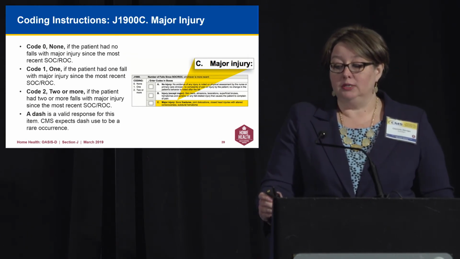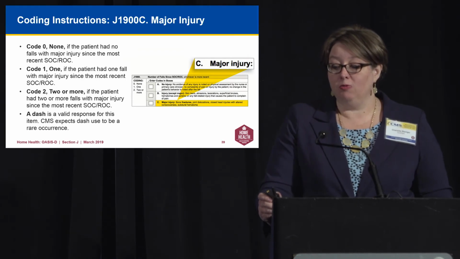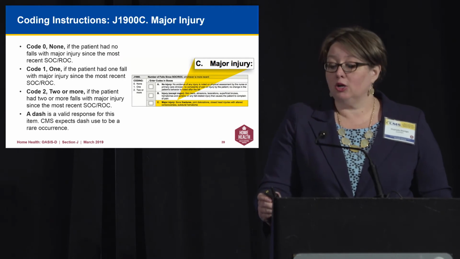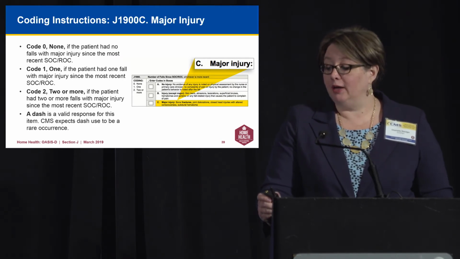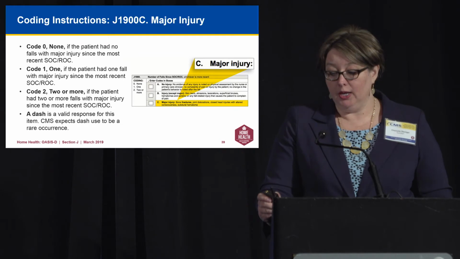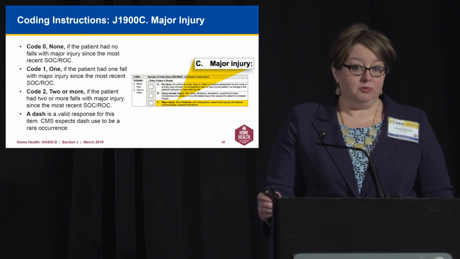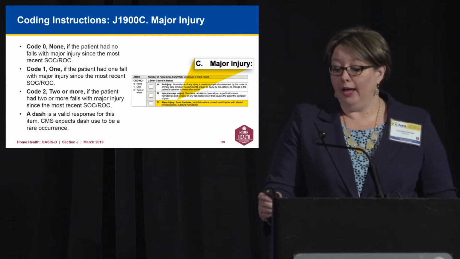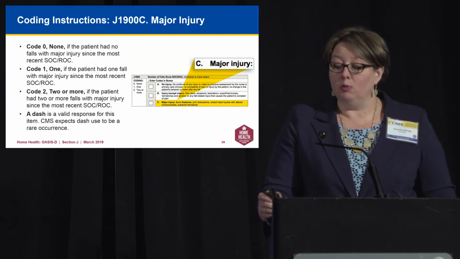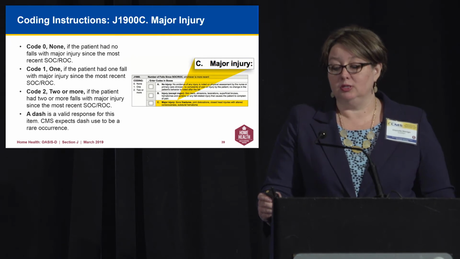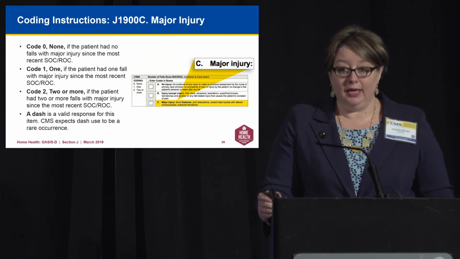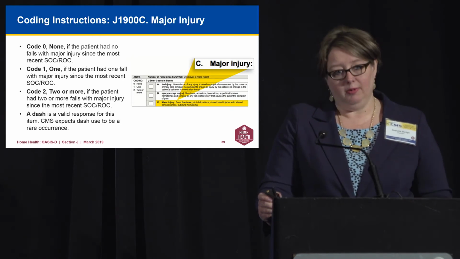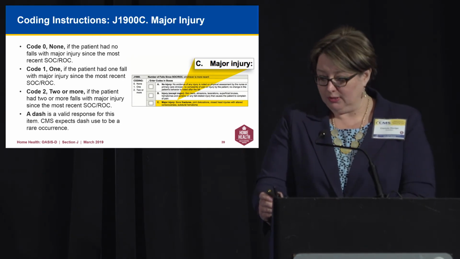You're going to code 0, none if the patient had no falls with major injury since the most recent start of care, resumption of care. You're going to code 1 if the patient had one fall with major injury since the most recent start of care or resumption of care. You're going to code 2, 2 or more if the patient had 2 or more falls with major injury since the most recent start of care, resumption of care. And again, the dash is considered a valid response. And again, it's going to be rare, right? We're going to expect a rare occurrence of that dash.